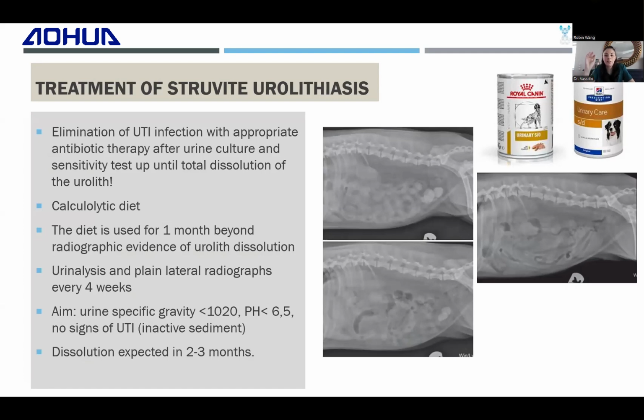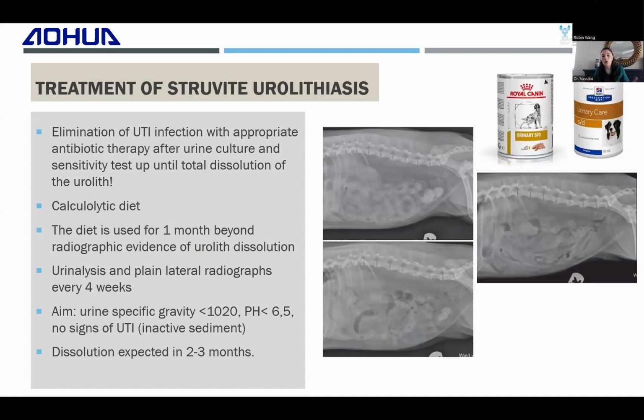Okay, so the elimination of the UTI infection with the appropriate antibiotic therapy, a targeted antibiotic therapy after your urine culture and sensitivity test, is of absolute necessity. Okay, and of course, calculated diet. The diet is used for 1 month beyond radiographic evidence of urolith dissolution.